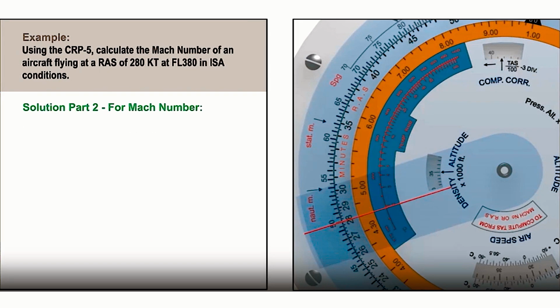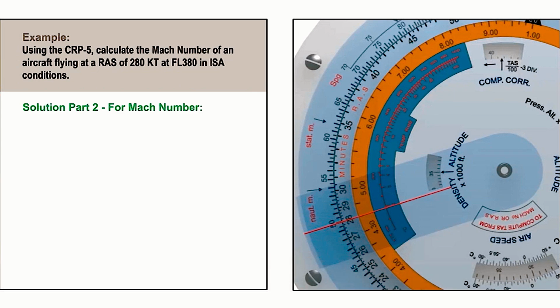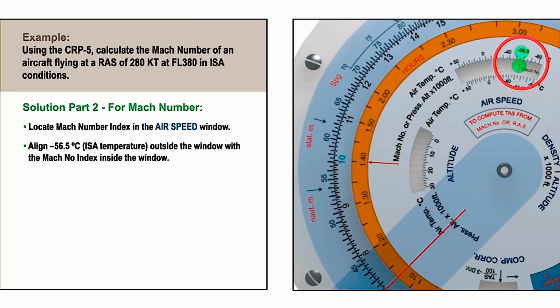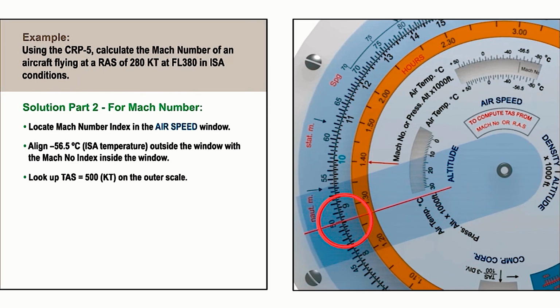The second stage is to solve for Mach number. We move the airspeed window to reveal the Mach number index and align the ISA temperature of minus 56.5 degrees centigrade on the outside of the window with the index. Now we look up our corrected true airspeed of 500 knots on the outer scale and read the Mach number of 0.87 on the inner scale.